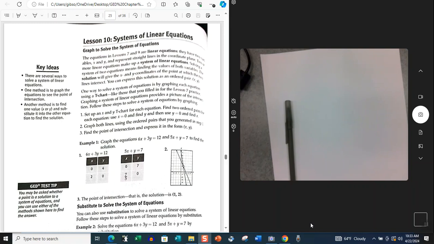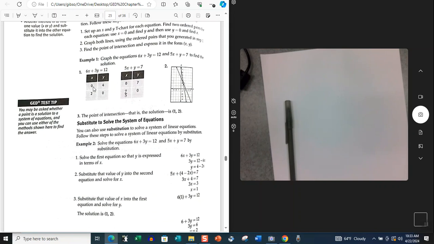Now they give you an example. For the first equation, they use 0 for x and then 0 for y. And then the second, they use 0 for x and then 0 for y, and solve for the opposite variables. So with this first equation, they put in 0 for x, which means y had to be 4. And then here they put 0 in for y, which x had to be 2. So they plotted those 2 points.